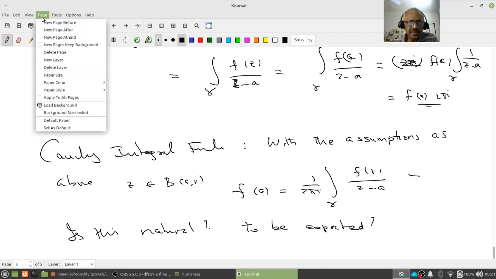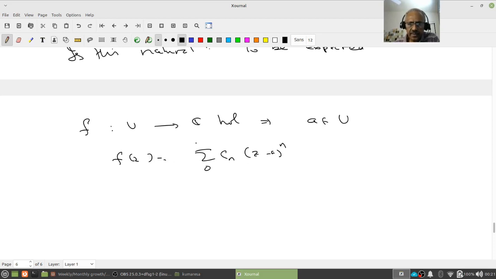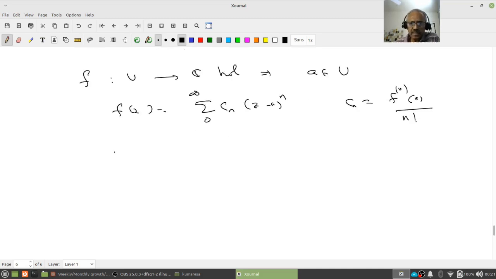I am saying yes. Why? Remember, f is holomorphic, which means it's locally a power series. Therefore, suppose for every a in U, f(z) is going to be the sum of c_n (z minus a)^n, n equal to 0 to infinity, right? And we also know what the c_n's are: the nth derivative of f at a divided by n factorial, but that's not needed for us.